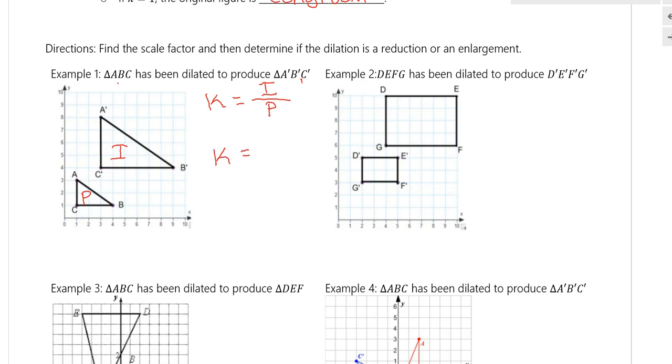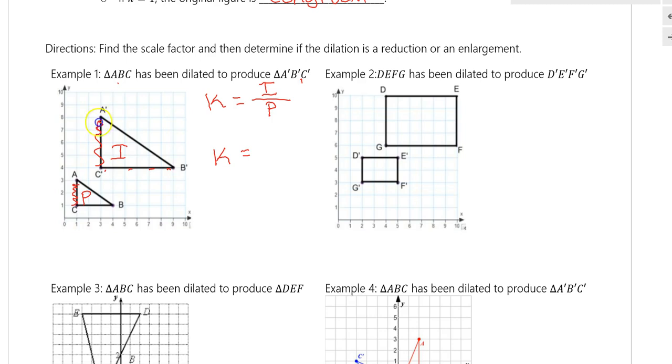So you can choose any side. It should just be straight up and down or straight across. So I could choose this side or this side. Don't choose this one. You can't just count. Okay? So choose your straight side and then choose the same side in the other figure. Okay? So image over pre-image.